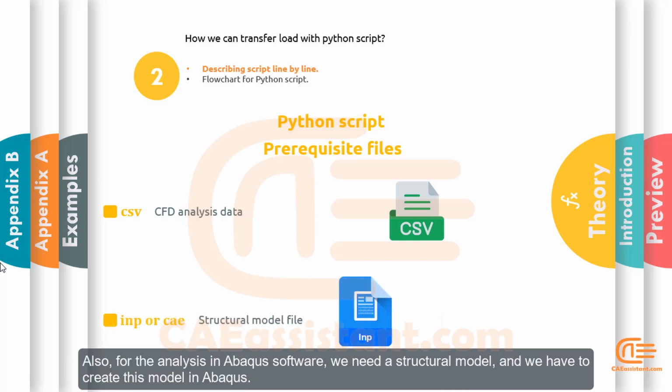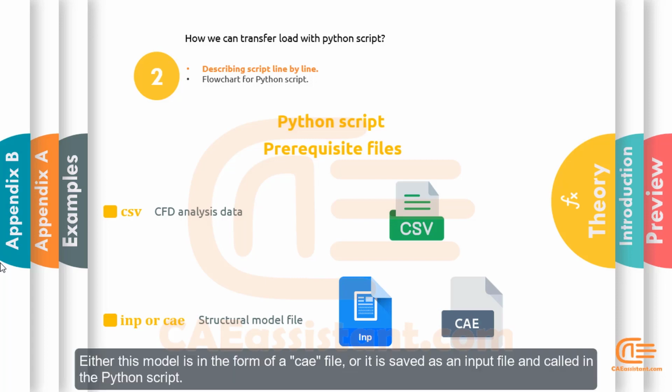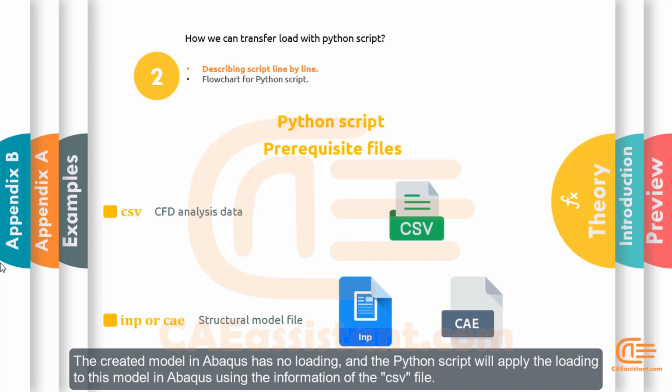Also, for the analysis in Abaqus software, we need a structural model and we have to create this model in Abaqus. We can use this model in two ways. Either this model is in the form of a CAE file or it is saved as an input file and called in the Python script. The created model in Abaqus has no loading, and the Python script will apply the loading to this model in Abaqus using the information of the CSV file.